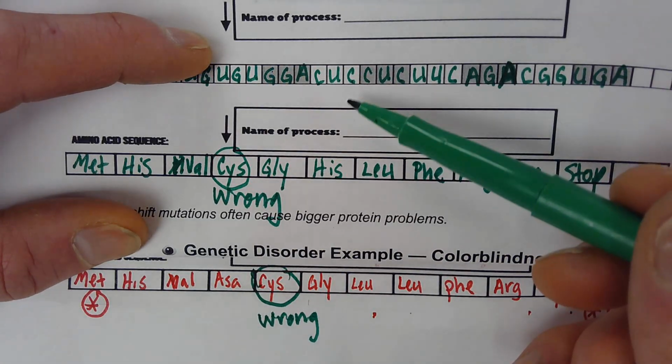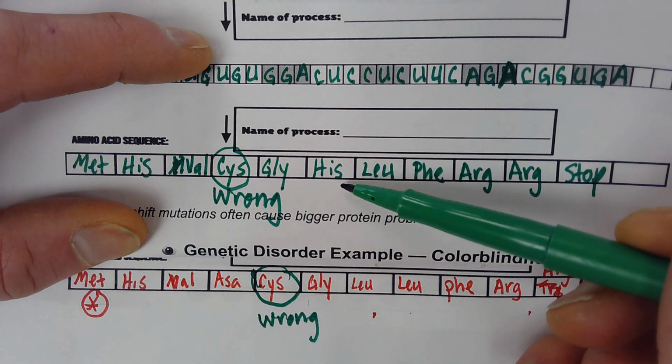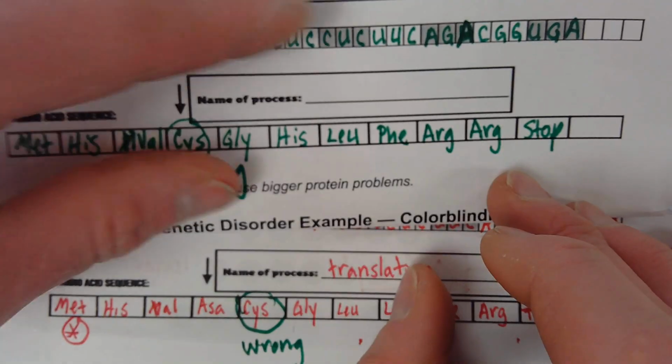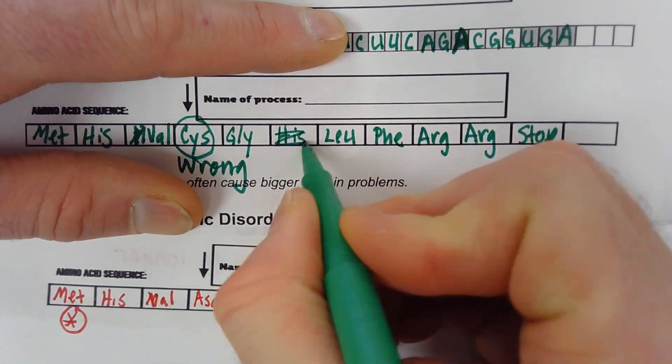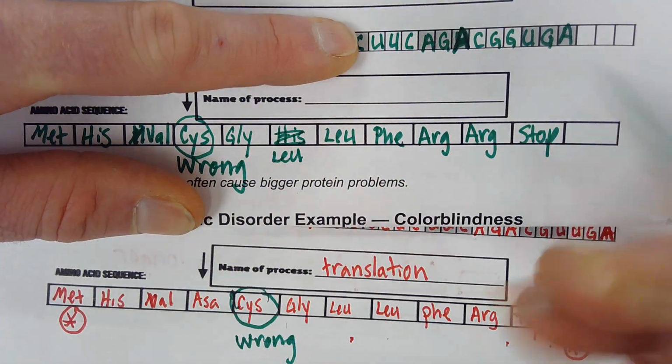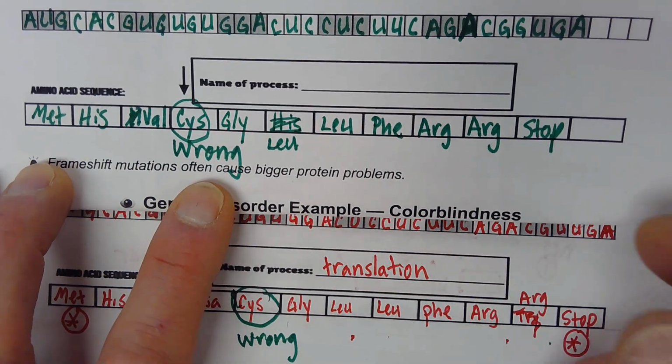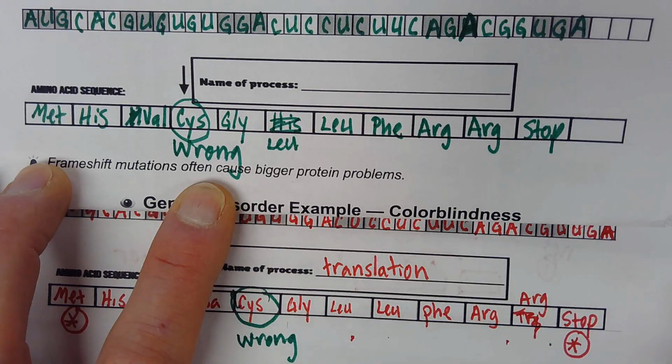Wait, should this be Leu after Gly? CUC. Let me double check. CUC. Oh, no. Yep, Leu. Sorry. She said it right. I heard it wrong.